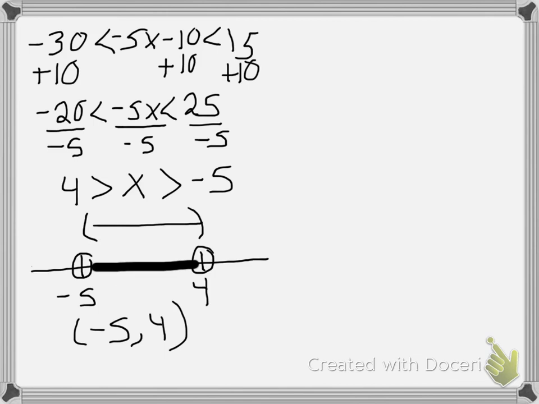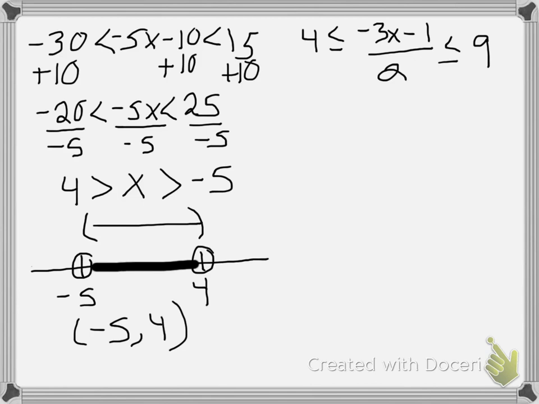Okay, well, let's take a look at number 10. I have 4 less than or equal to negative 3x minus 1 over 2, which is less than or equal to 9. Again, I want to isolate my x, so how do I get rid of everything? Well, right now it's divided by 2, so what's the opposite of dividing by 2? Multiplying by 2. So I multiply everything by 2.